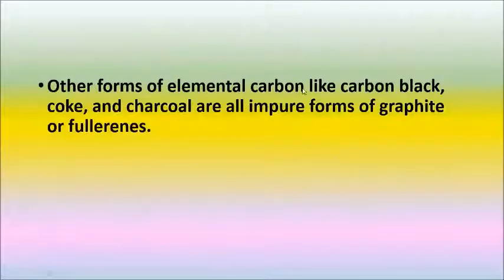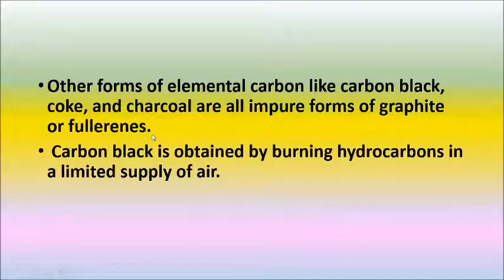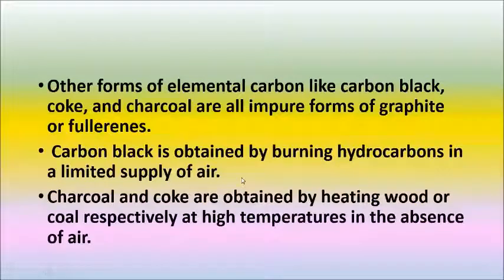The other forms of elemental carbon, like carbon black, coke, and charcoal, are all impure forms of graphite or fullerenes. Carbon black is obtained by burning hydrocarbons in a limited supply of air, whereas charcoal and coke are obtained by heating wood or coal, respectively, at high temperatures in the absence of air. So you can get the different elemental forms of carbon.